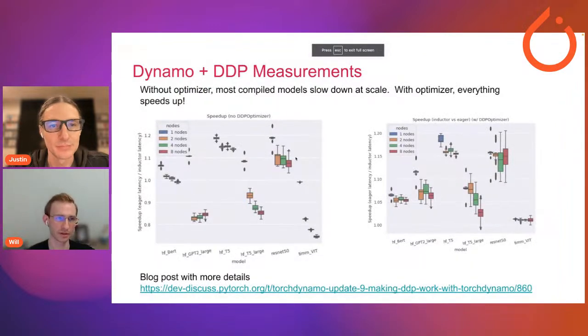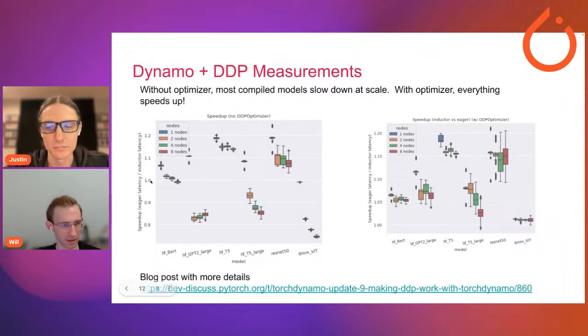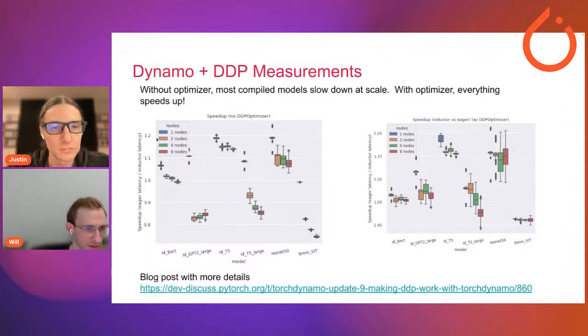I'm going to talk a little bit about the benchmark results we got with DDP. So on the left, I have a picture showing what things looked like without the DDP optimizer. And we're reporting speedups here. So 1.0 is just breaking even. And you can see a lot of the data points on the graph are actually below 1.0. And the color codes show us the number of nodes. So you can see that the blue ones are typically a lot higher.